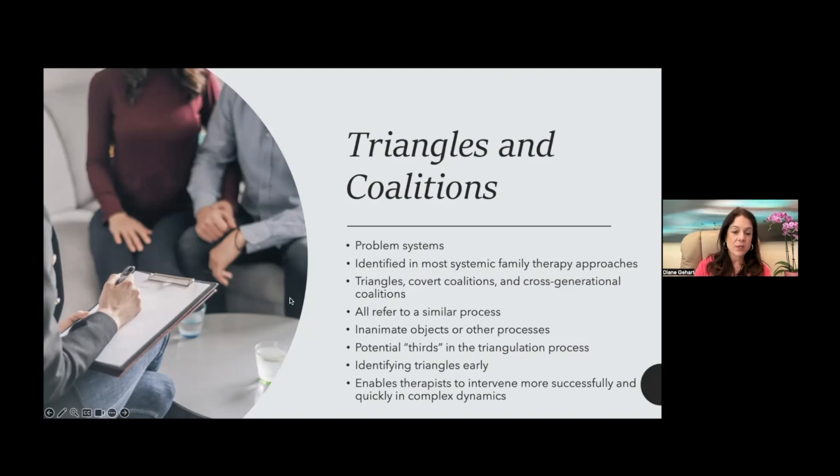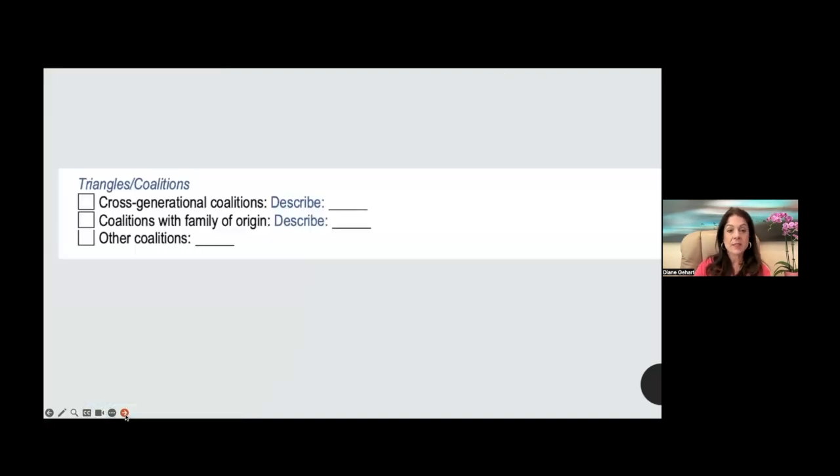So that's always a good thing to be looking at. And so here we have cross-generational coalitions. That's when it's a parent and child against another parent, typically. I have theoretically actually seen that against another child, but generally it's going across generations. Coalitions with family of origin is another really common one, where you have a couple and one or both of them are more aligned with their family of origin than they are with each other. And so that also can be a real problem. And then other forms of coalitions.